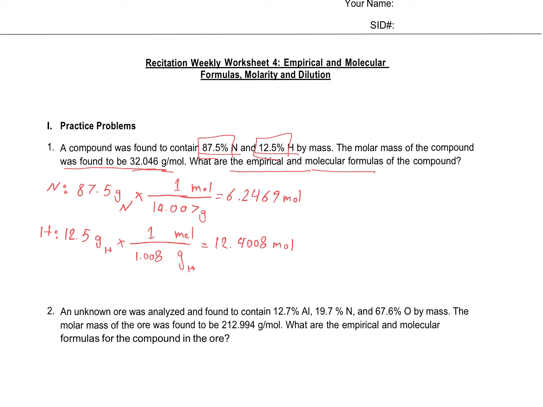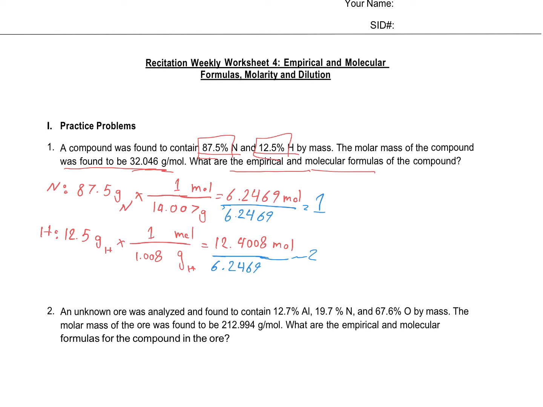The third step is to divide them by the smallest number you get. So you have 6 and you have 12, so 6 is smaller, so you divide both of them by 6.2469, and you do it for both of them. Okay, so this is 1, this is almost 2. Okay, so if you get 1.98, 1.99, it's very close to the whole number. You round it to the whole number. If it's less than 1.9, you cannot round it. You have to keep the number.